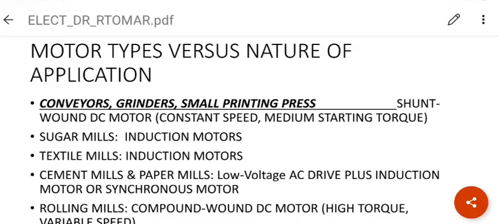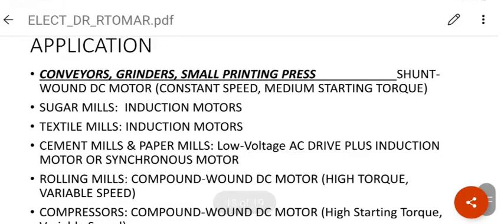Cement mills, paper mills, again, they use induction motor or synchronous motor. If a constant speed is enough, then maybe a synchronous motor would do the job. This is a research topic by itself, which motor to use in what application. There are hundreds of research papers coming out every year. This is called Industrial Management Engineering, IME. As mechanical engineers, part of your job will be selection of motors for various applications.